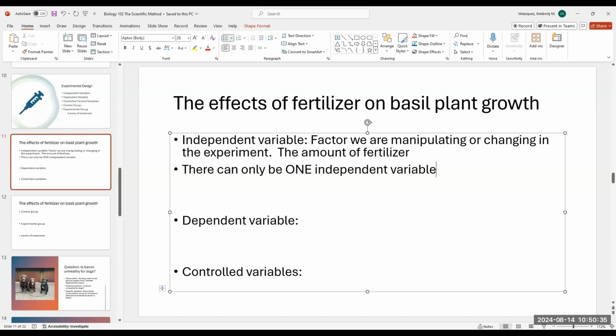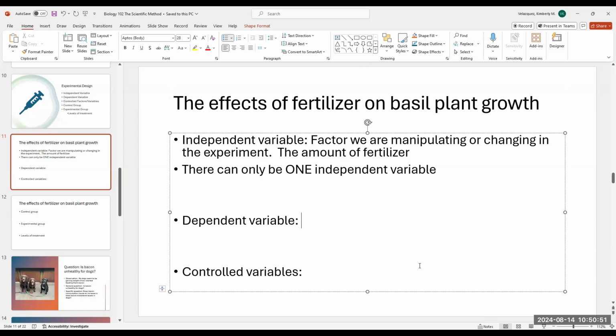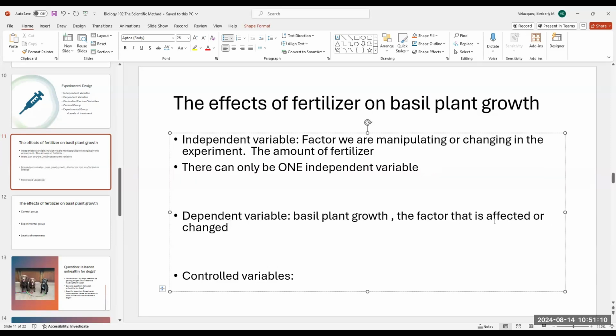Okay, then what is the dependent variable? Well, let's think of it this way. In this experiment, we're saying that plant growth is dependent upon the amount of fertilizer we're applying. So in this case, the dependent variable is going to be basil plant growth. In other words, it's the factor that is affected or changed due to the independent variable.